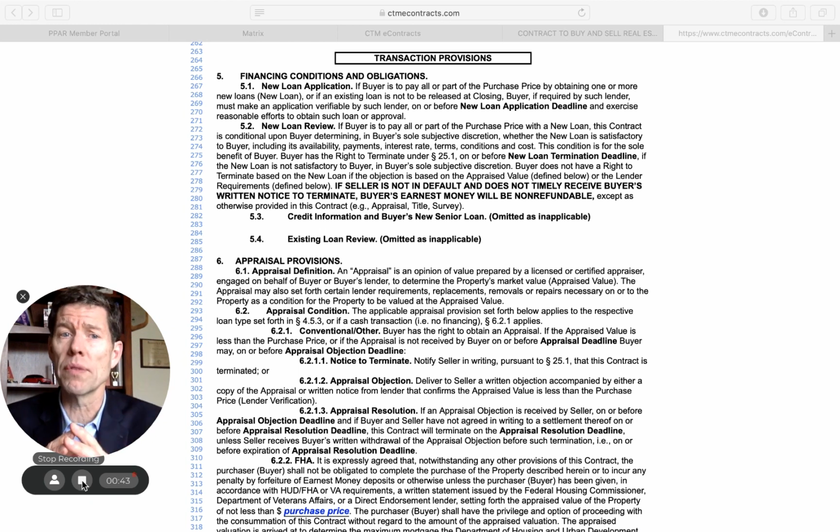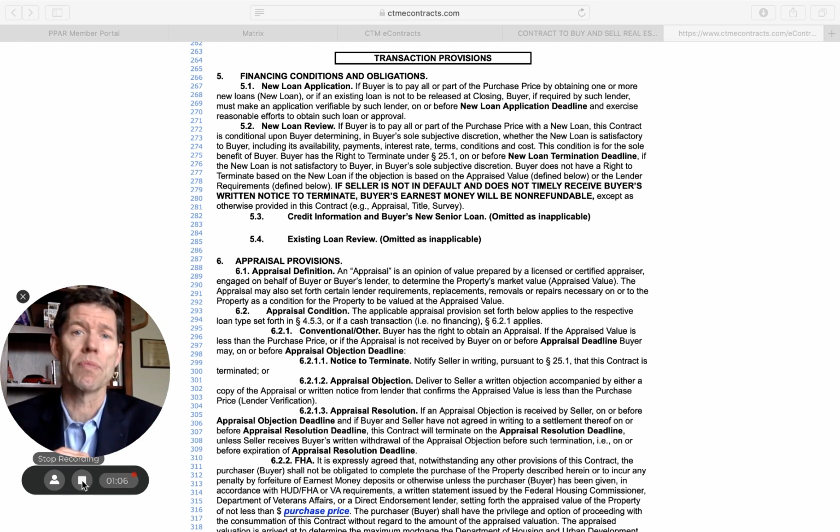The new loan review, though, paragraph 5.2, some of the verbiage here is important. In the buyer's sole subjective discretion, if that new loan is not satisfactory, then they can back out. So if they go and they speak with lenders and suddenly the interest rate goes up or the fees that they're being charged are different than what they expected, they can then pull out based on that new loan review.